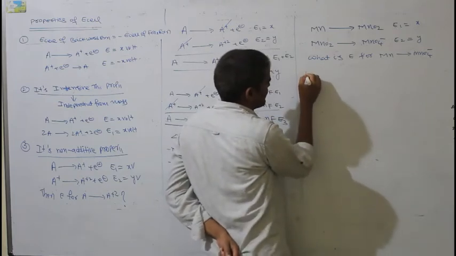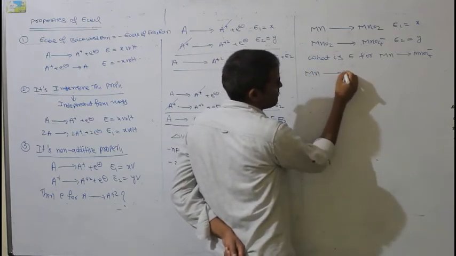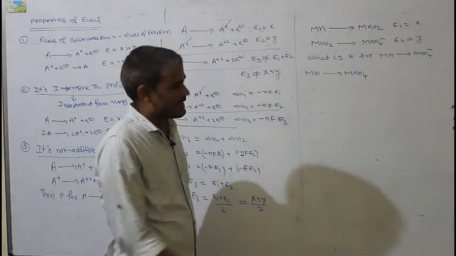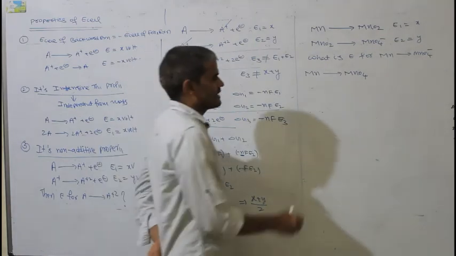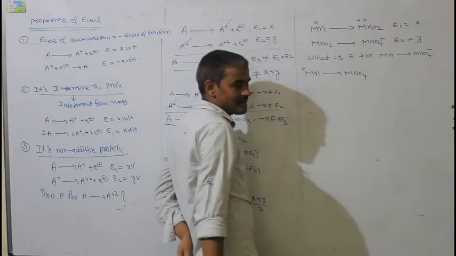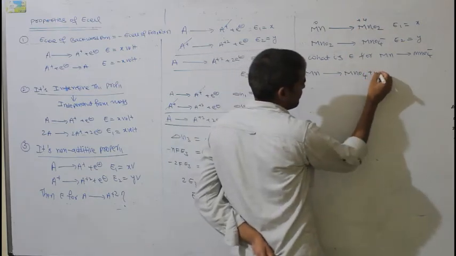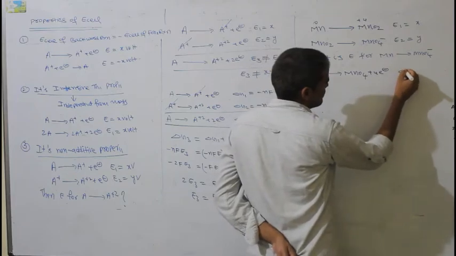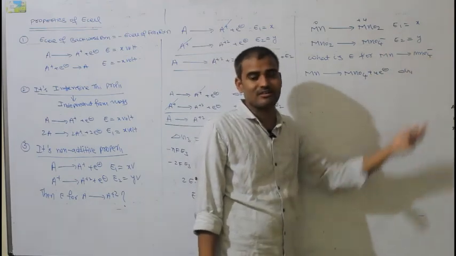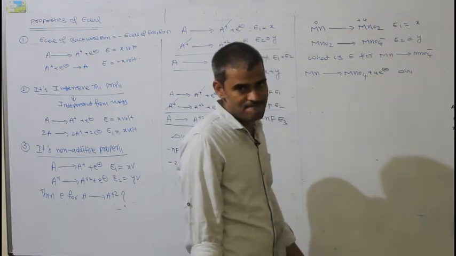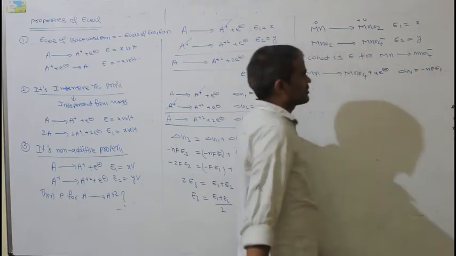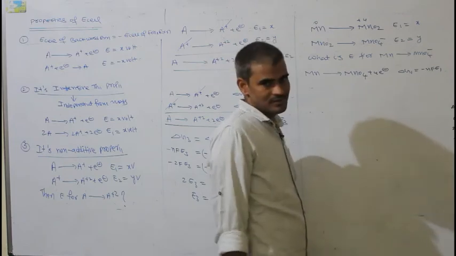What are we supposed to do? First equation: Mn converting into MnO2. How many electrons are involved in this case? Calculate the oxidation states: 0 to plus 4. So 4 electrons are participated, plus 4 electrons, and this is ΔG1. You are not supposed to add directly, because it is a non-additive property. So to convert into additive property, I have taken ΔG1. The ΔG1 expression becomes minus nF E1. E1 value we have as X; later we will substitute.